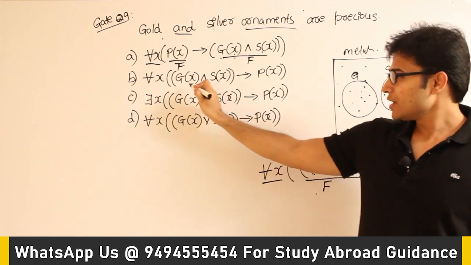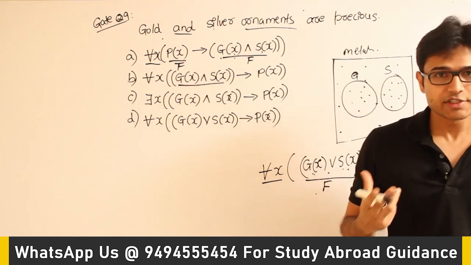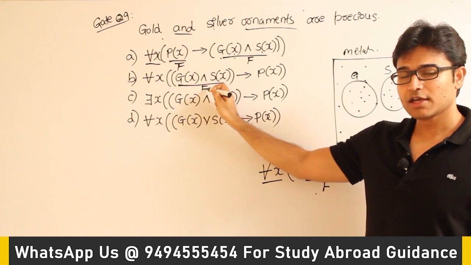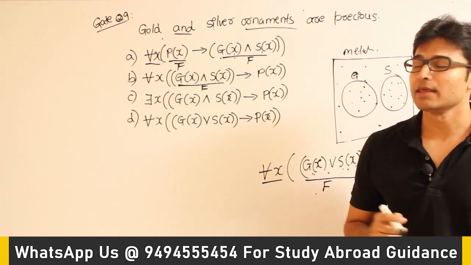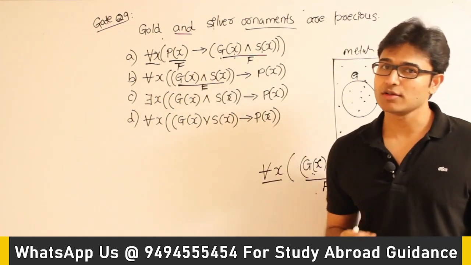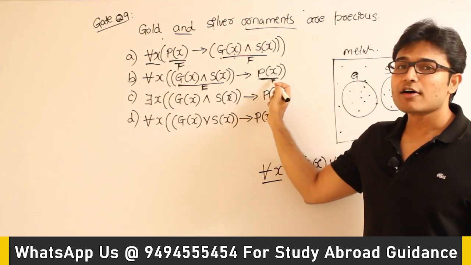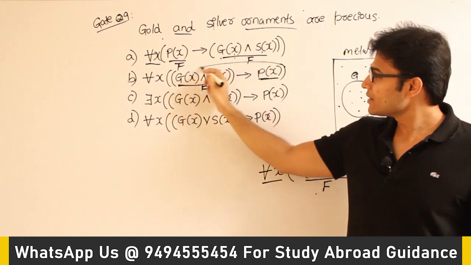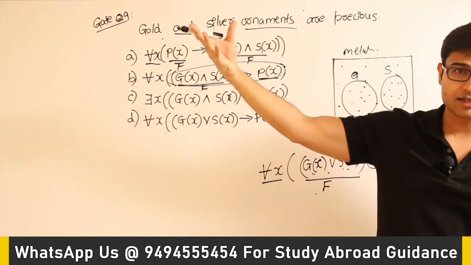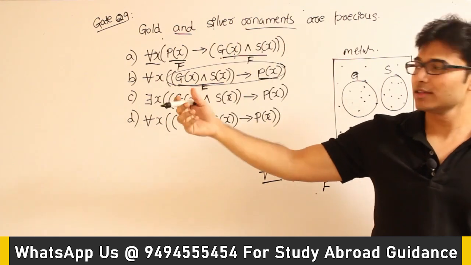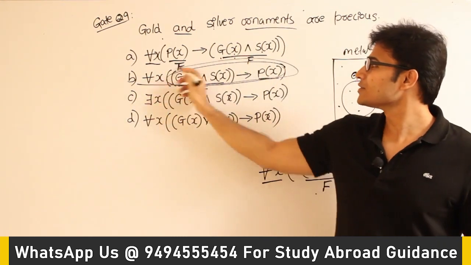A metal cannot be gold and silver at the same time, which means this is always going to be false. So what happens then? If this value happens to be false, what happens? Then without testing whether it is precious or not, we can declare that this statement is true for every metal, which means without knowing anything, without testing anything, we can declare that this statement is always true.